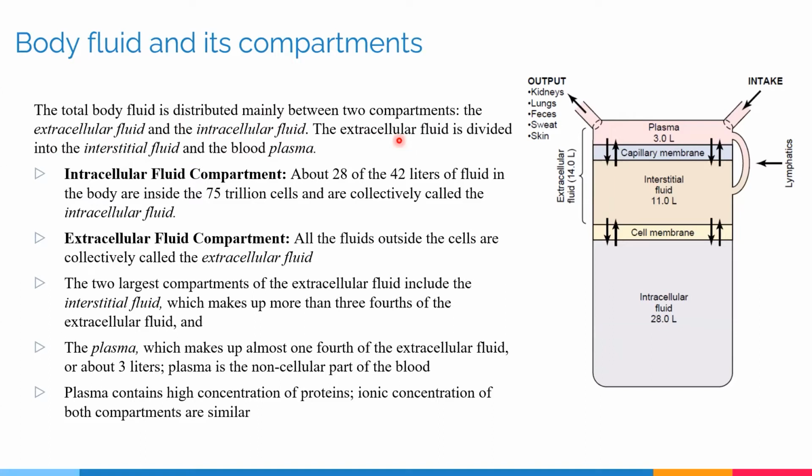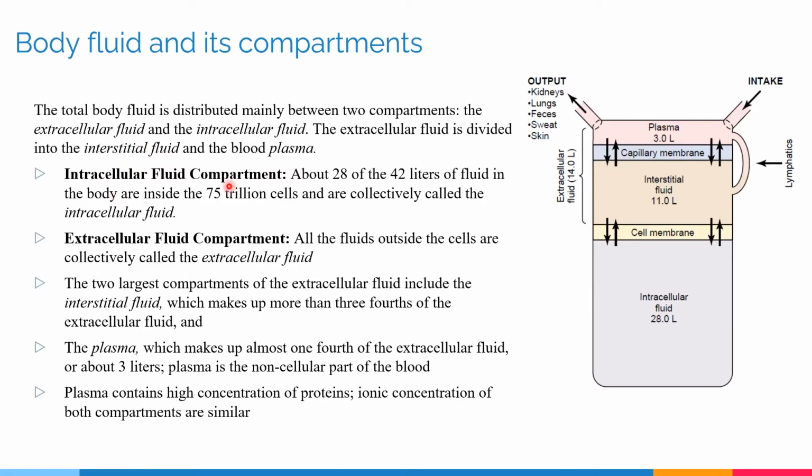The extracellular fluid is further divided into interstitial fluid and blood plasma. So, if you remember the last lectures, interstitial fluid is the tissue fluid or the tissue gel that is present in the tissues just outside the capillaries, and the blood plasma is the acellular part of the blood, that is the part of the blood where there are no cells present.